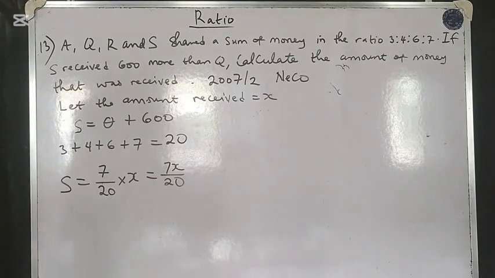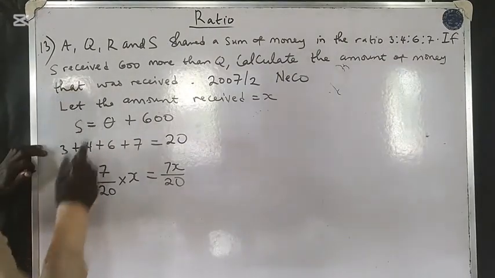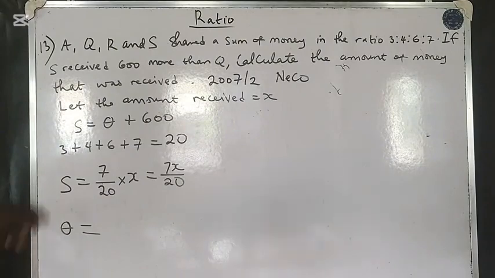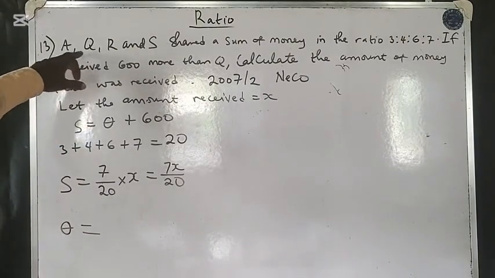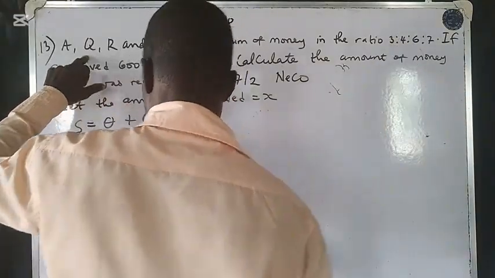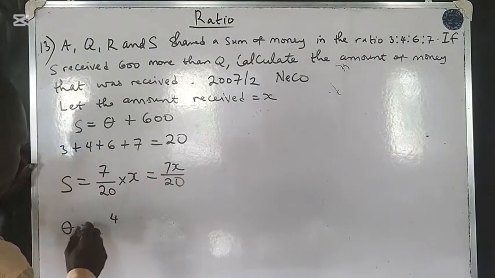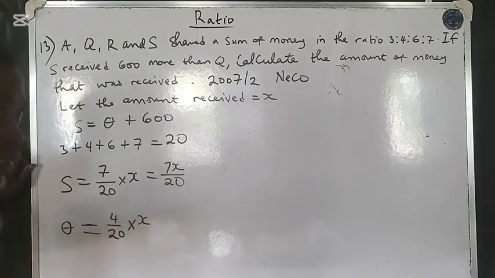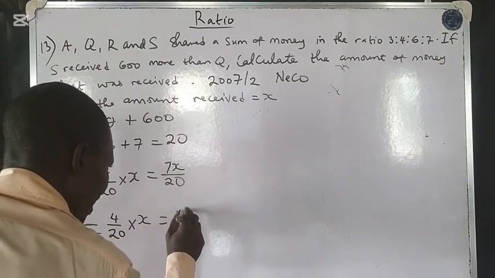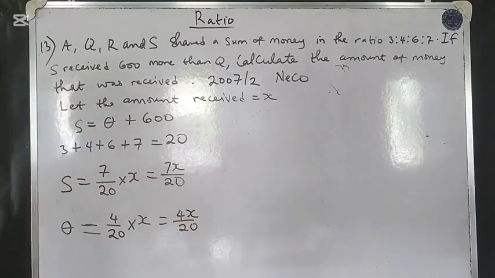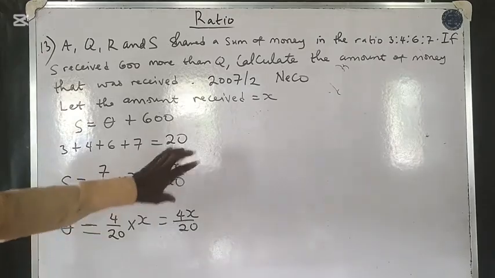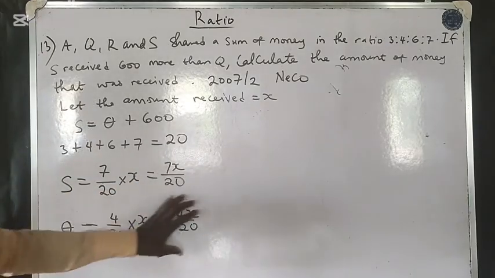So let's find the share of Q. Q is the second person mentioned, so his ratio will be 4. So I'm going to write 4 over 20 multiplied by the total shared, which is X. So we have 4x over 20. That is the share of Q. So we have the share of S, which is this, and the share of Q, which is this.